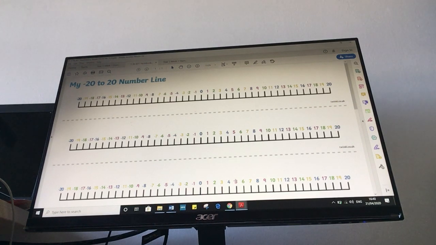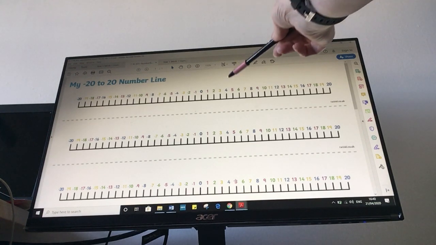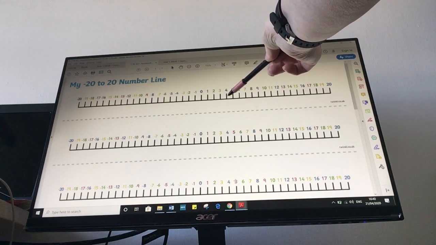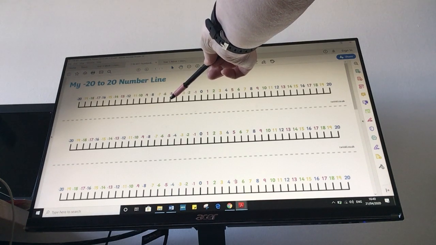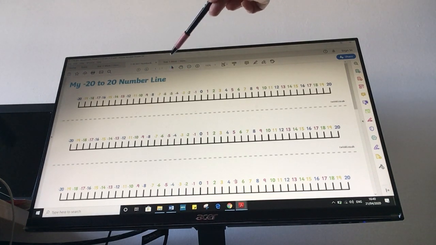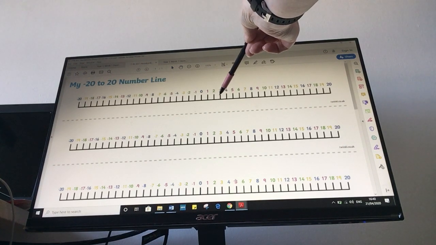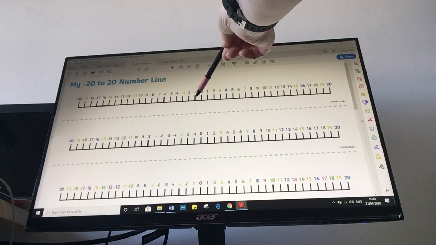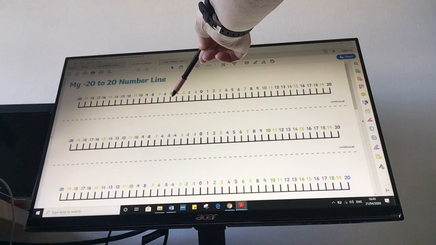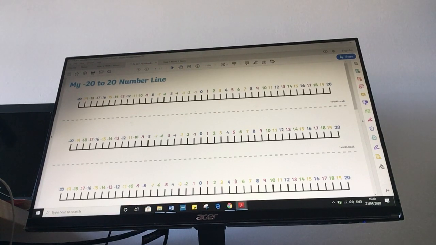Down the number line. If I said to you, tell me the difference between 4 and minus 5, all you would do is count up the numbers in between. So here's number 4. 1, 2, 3, 4, 5, 6, 7, 8, 9. So the difference is 9.